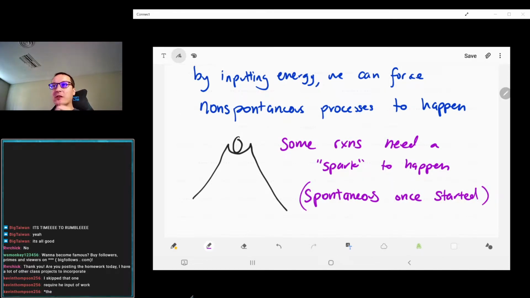And so, if you give it just that one little bit of activation energy, as it were, it can then carry itself forward the rest of the way. So it's not necessarily spontaneous by itself in those given conditions, but it can be spontaneous with just a little bit of help.